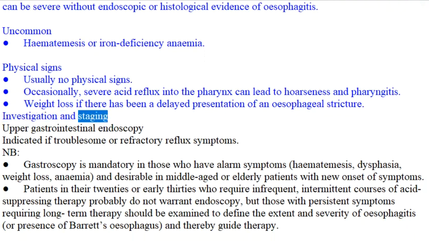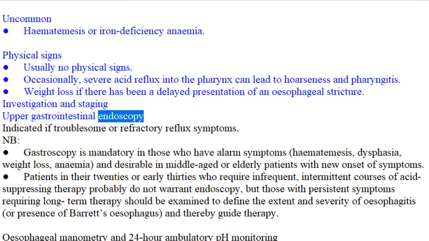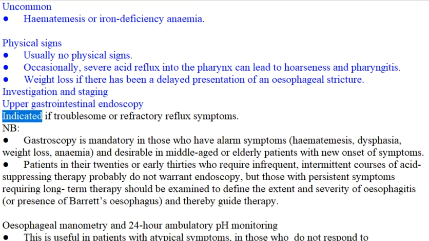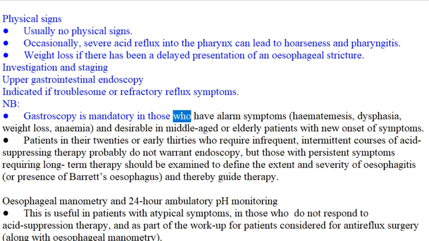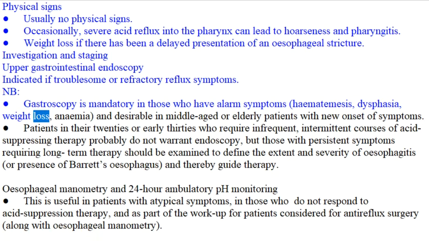Investigation and staging. Upper gastrointestinal endoscopy. Indicated if troublesome or refractory reflux symptoms. NB. Gastroscopy is mandatory in those who have alarm symptoms, hematemesis, dysphagia, weight loss, anemia, and desirable in middle-aged or elderly patients with new onset of symptoms.